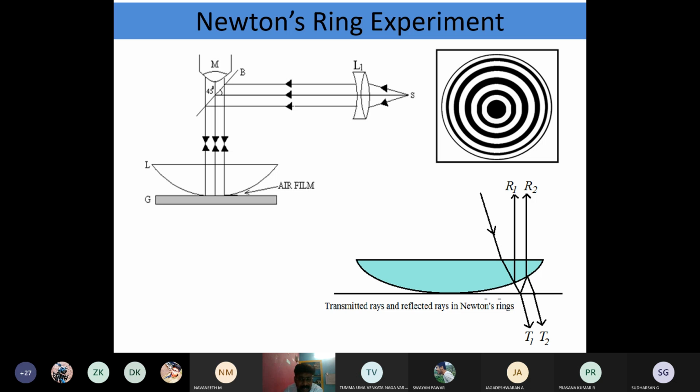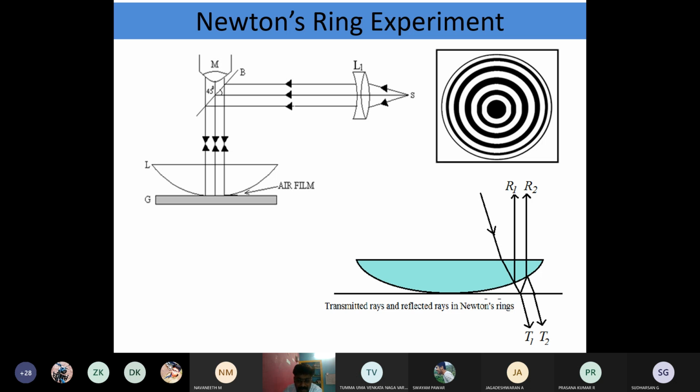Here we have another figure, not an experimental figure, but this circular pattern is the outcome. When we view through the traveling microscope, we can see this circular pattern. This circular pattern is the interference pattern. Here we have a dark spot, then a white ring, then again a dark ring, then a white ring, then again a dark ring, then a white ring. So alternately and continuously we have dark, white, dark, white. This is the interference pattern.